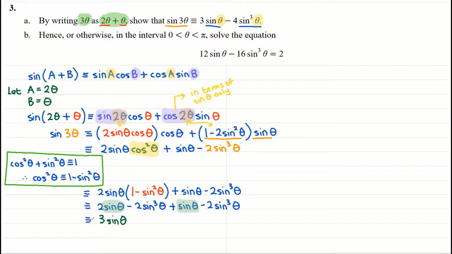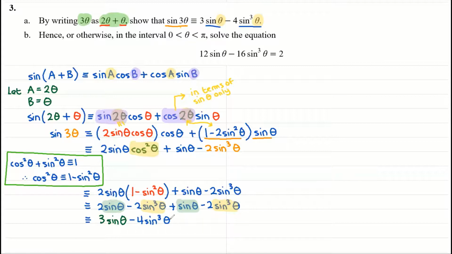And then we've got sine cubed. So we've got negative 2 lots of sine cubed. So we'll just collect those together. So sine cubed there, sine cubed there. So we've got negative 4, or subtract 4, sine cubed theta. So let's check. Is that what we wanted? Yes, it is. Okay, and it's in the correct order. So we've shown that.